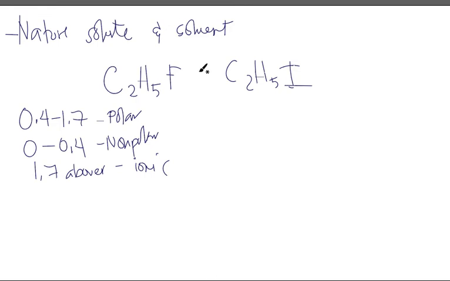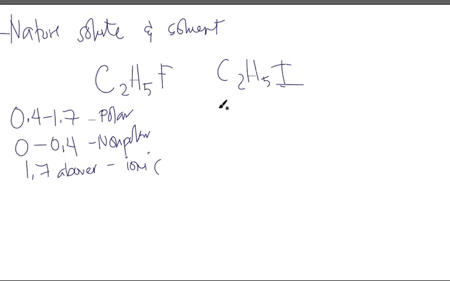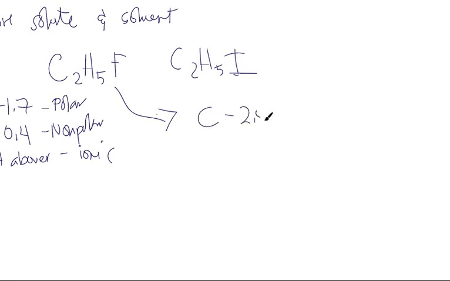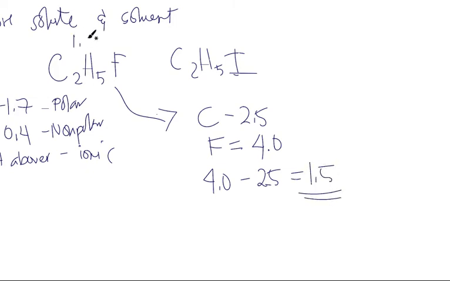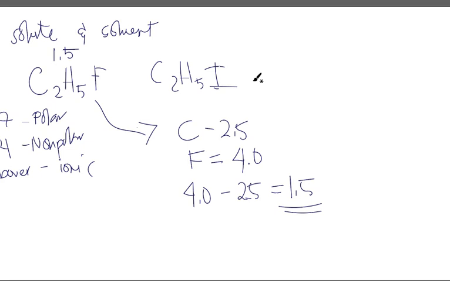Carbon has 2.5 electronegativity. Fluorine is 4.0. So that will be 4.0 minus 2.5, which equals 1.5. Correct? So that is the electronegativity difference of carbon and fluorine for this one. And for this one, iodine is equal to 2.4. So that will be 2.5 minus 2.4, equals 0.1.